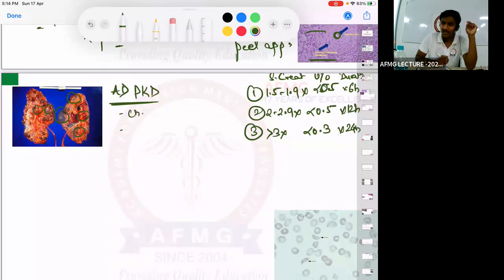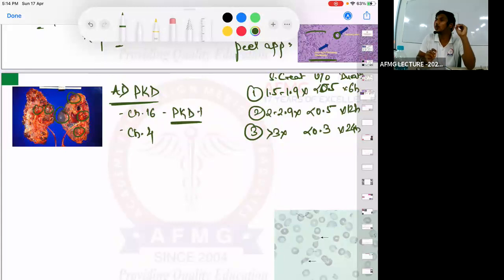Chromosome number? पहले 4 या पहले 16? Chromosome number 16 and chromosome number 4. Which gene on chromosome number 16? PKD1, which encodes for polycystin 1 protein, and which gene on chromosome number 4? PKD2, which encodes for polycystin 2 protein. No issues with this? Important. So autosomal dominant polycystic kidney disease: PKD1 on chromosome 16, PKD2 on chromosome 4.